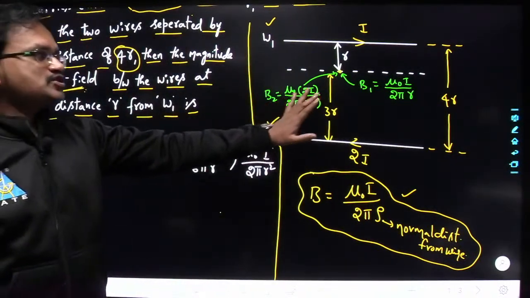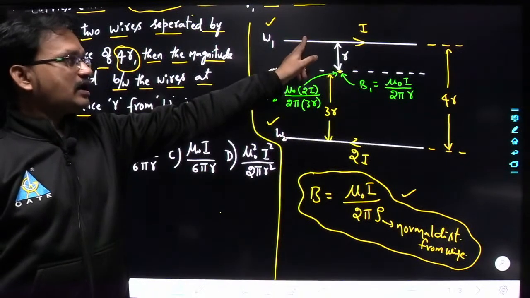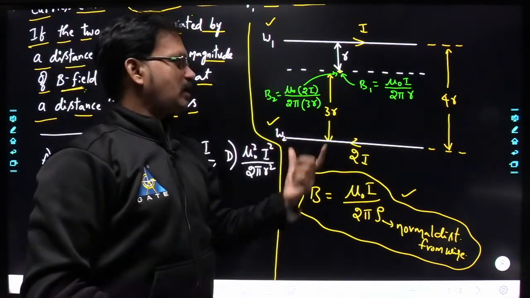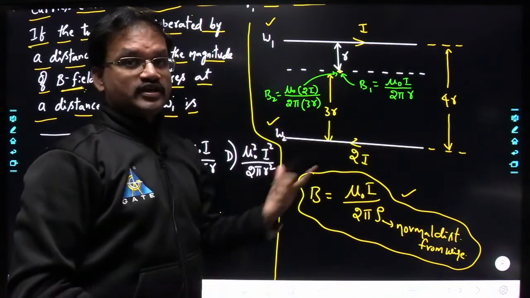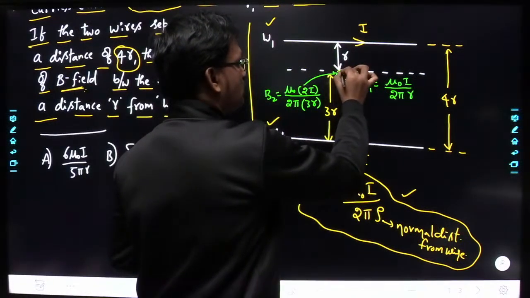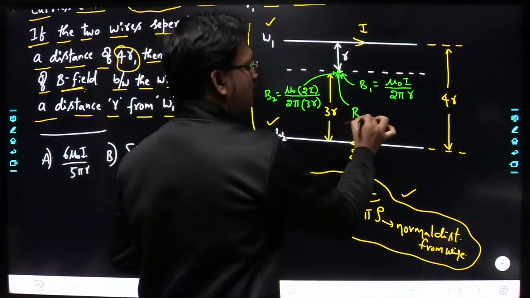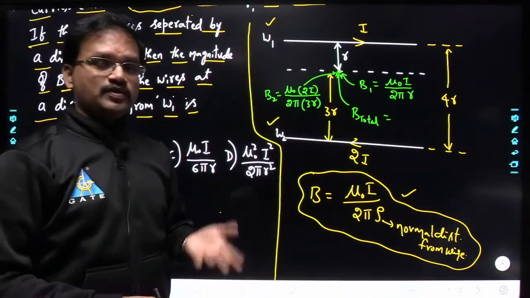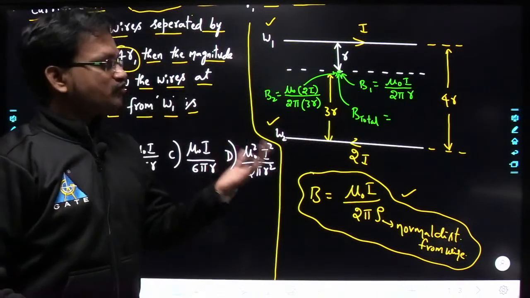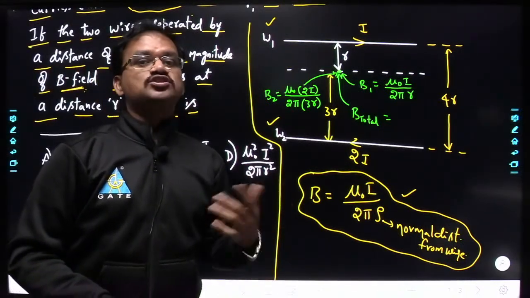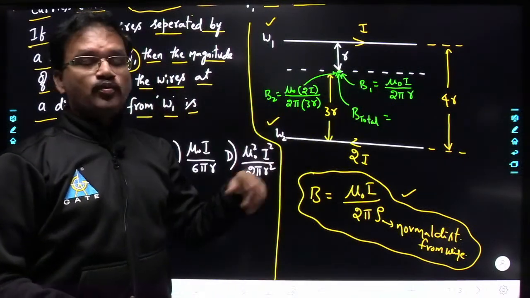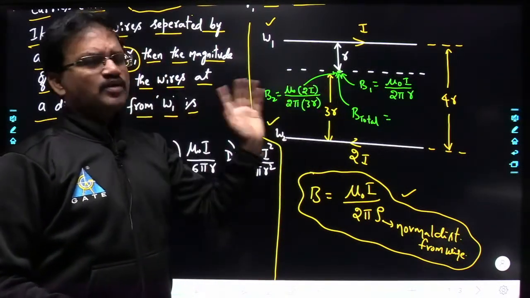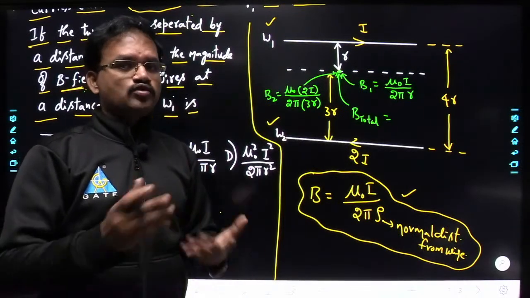Understood? So we got the expressions for B1 and B2 due to the current carrying wires W1 and W2. But now we have to add these two fields, or subtract them, to get the total B field at this location. For that, we have to determine the direction of the B field also. If B1 and B2 both point in the same direction, they get added up. If they point in opposite directions, they get subtracted.